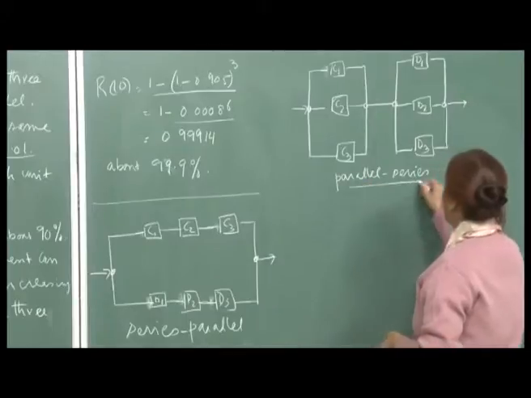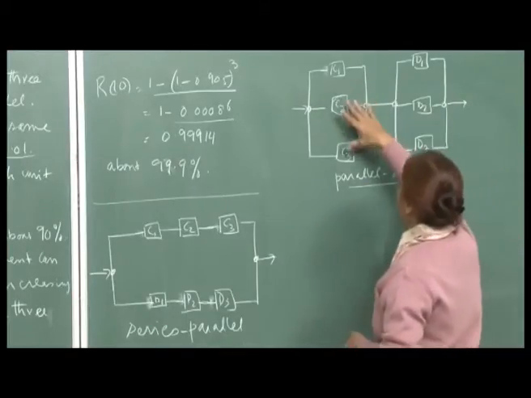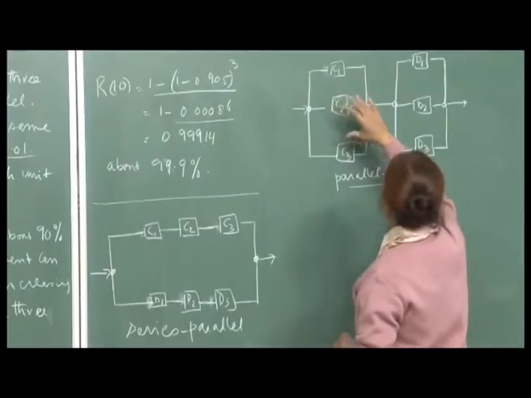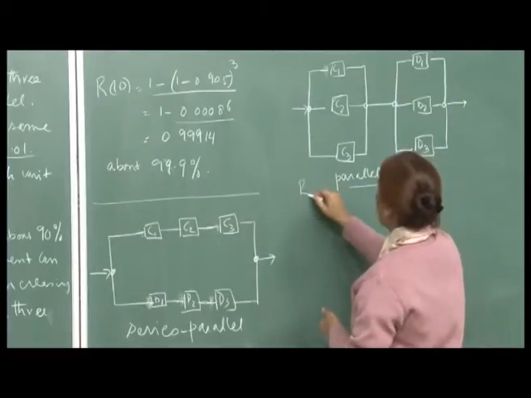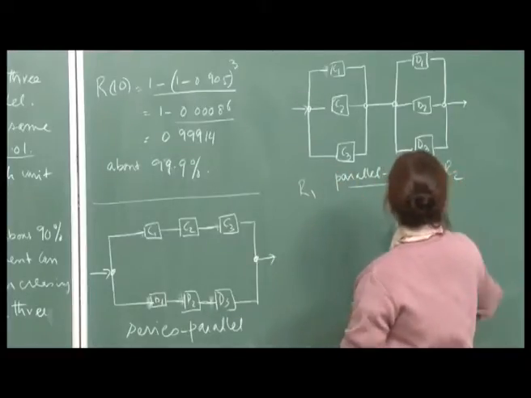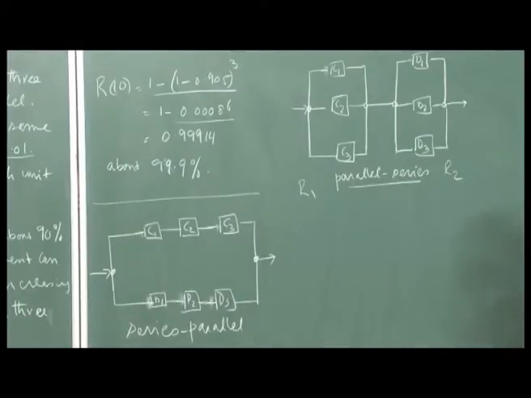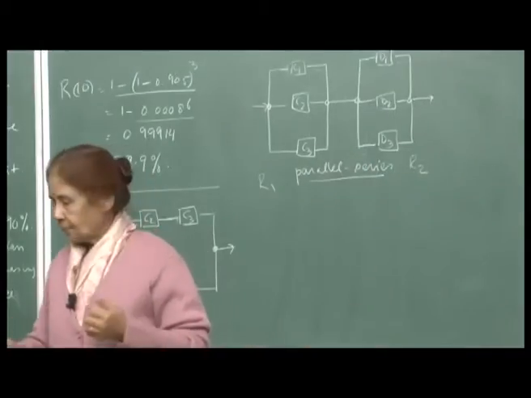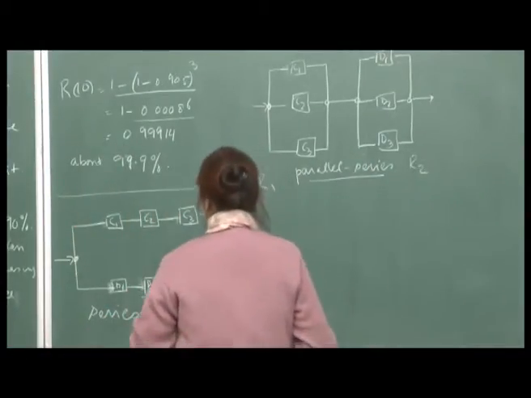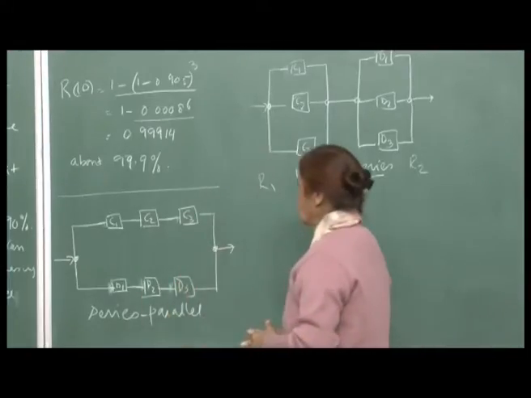Similarly, if you have an arrangement parallel and series, then these are parallel. You can compute the reliability of this, and you can compute the reliability of this. So, this will form your R1 and this will form your R2, and then you are doing it in series. That is what I meant: all complex devices can be broken up into series parallel, parallel series and so on, and then you put them together.